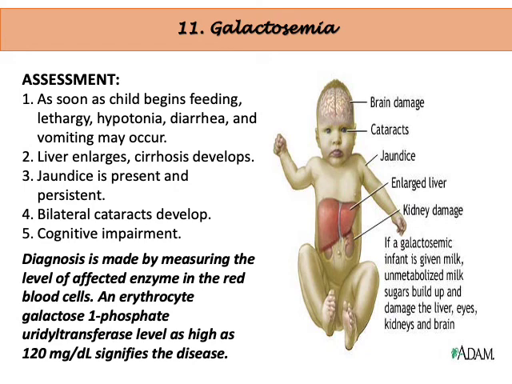Diagnosis is made by measuring the level of the enzyme in the red blood cell. The erythrocyte galactose-1-phosphate level is as high as 120 milligrams per deciliter in a child with galactosemia. The normal is less than 1 milligram per deciliter.